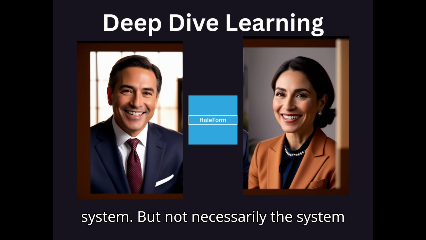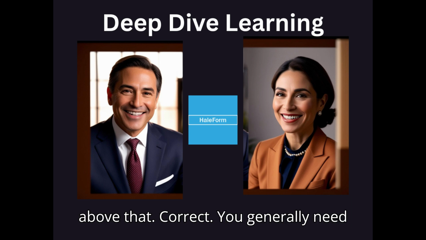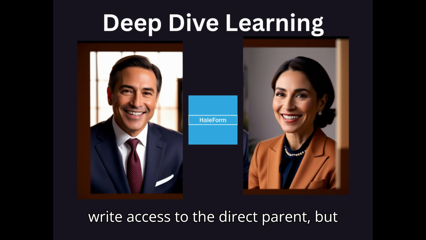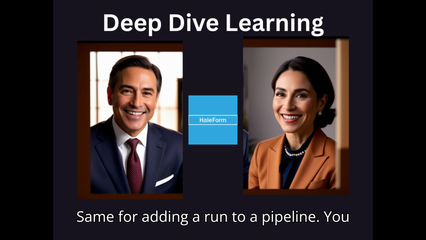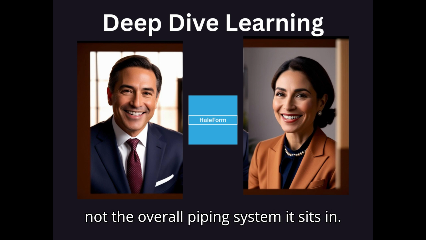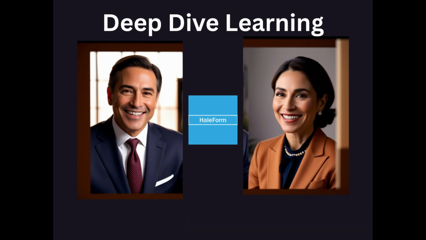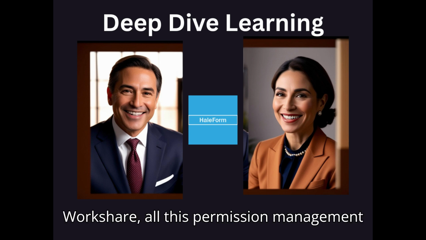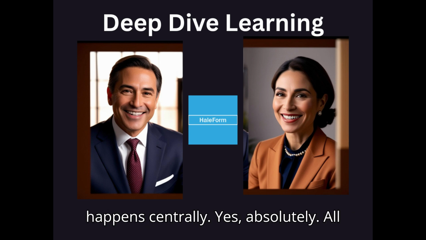But not necessarily the system above that, the grandparent. Correct. You generally need write access to the direct parent, but not necessarily further up the chain. Same for adding a run to a pipeline. You need access to the pipeline, but maybe not the overall piping system it sits in. Good clarification. And in global workshare, all this permission management happens centrally.